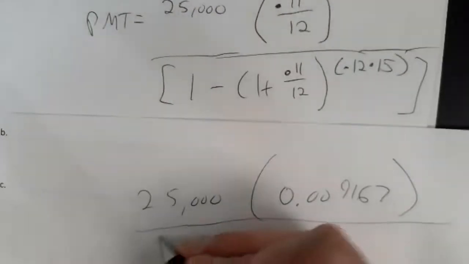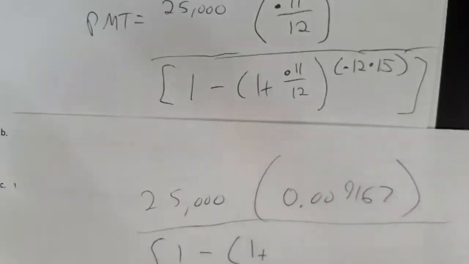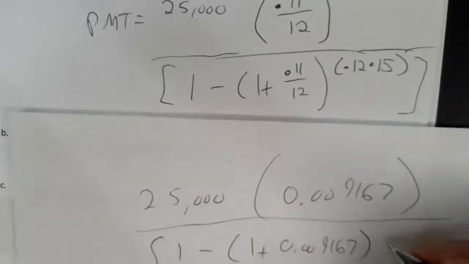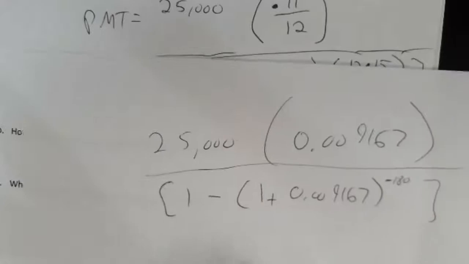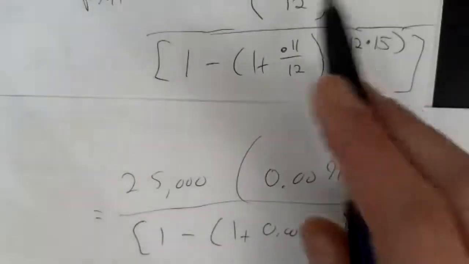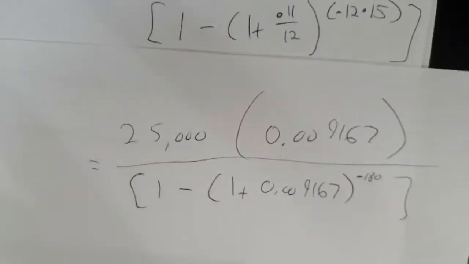Then it gives me 1 minus, and it's giving me to the minus 12 times 15, which is giving me to the negative 180. So I believe what I did is I divided the 0.11 over 12. I multiplied the negative 12 and the 15 together. Those are things that are in parentheses. Those are sort of things that you should do first.